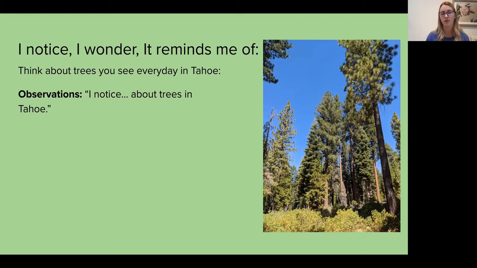We are going to start off this warm-up by making some observations. I want you to think about trees you see every day in Tahoe. You can either visualize this in your mind, or you can go off of the photo that I have provided right here that I took in one of the many forests that surrounds Lake Tahoe. You can look out a window if you have one and look at some trees. And I want you to make observations with the phrase, I notice blank about trees in Tahoe.